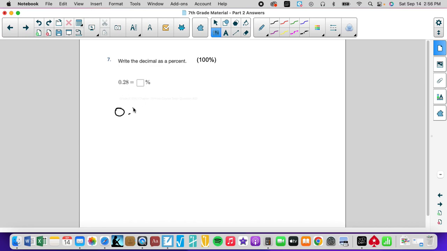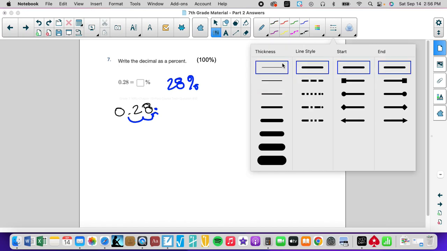If we take our decimal, we're going to move our decimal point 1, 2 places, and yes, it equals 28%. So that was really good. Everybody was good with that answer.